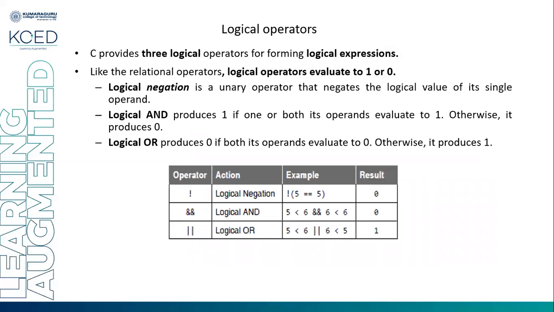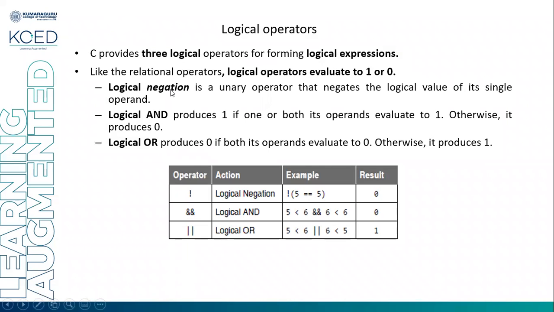Next, we are going to discuss the logical operators. Logical operators are used to combine two relational expressions. That is the main purpose of the logical operator. C provides three logical operators for forming logical expressions. Like a relational operator, a logical operator evaluates to 1 or 0. For true, it will give the value 1. For false, it will give the value 0.